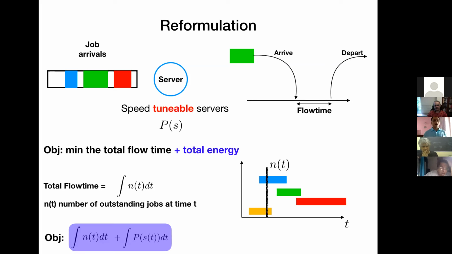And the total cost is nothing but the integral of n of t dt plus the energy, which is the integral of the power, p of s of t. So s of t is the speed at time t, p is the power function we are going to wrap it around, and then the integral is just the energy. This is the reason writing the flow time as an integral helps: both these costs are essentially one integral, and some techniques can be applied because this is an integral form.